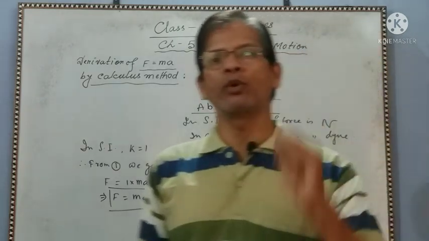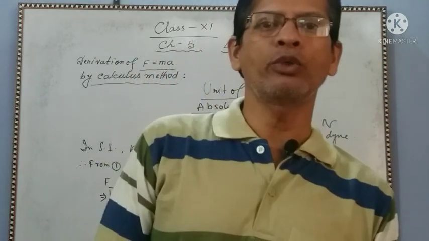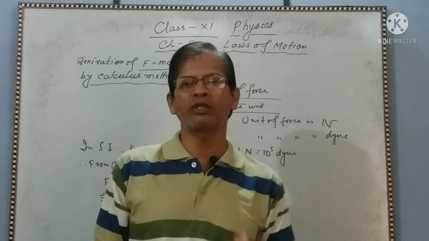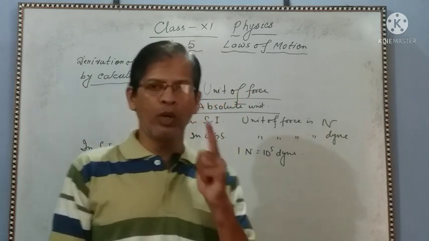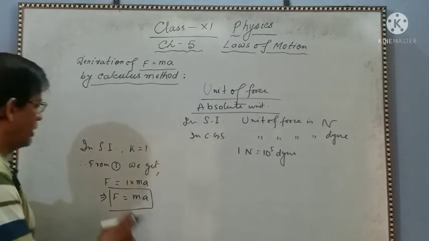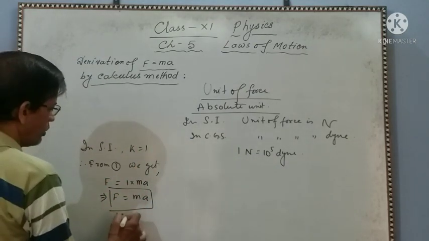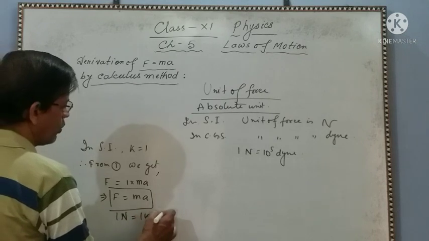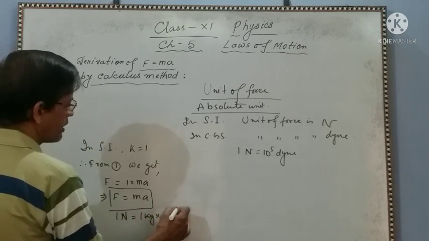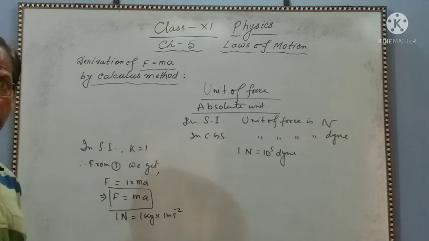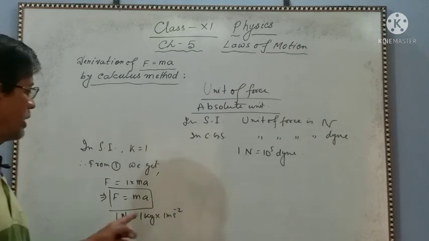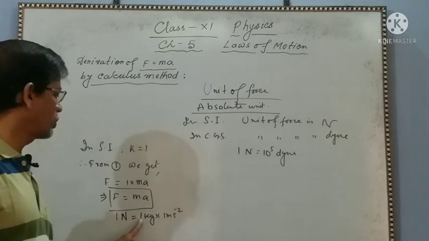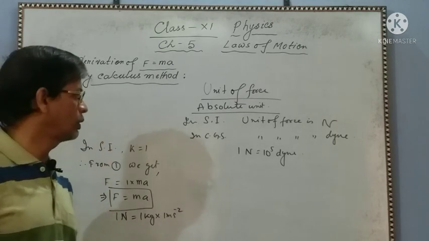Now what is 1 Newton? 1 Newton is that force which will produce an acceleration of 1 meter per second square on a body of mass 1 kg. Here, if it is 1 Newton, this will be 1 kg, 1 meter per second square. This is the 1 Newton.